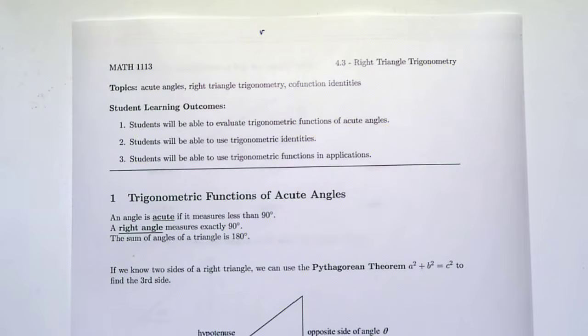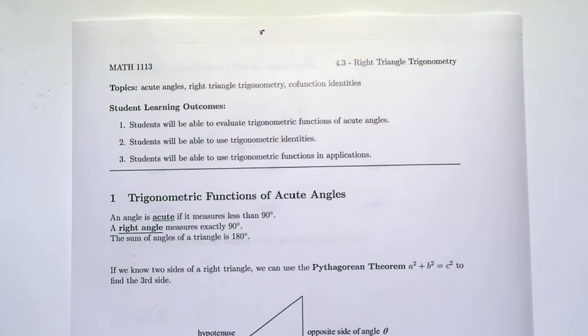Alright, so this is section 4.3, so we're talking about right triangle trigonometry. So we're going to learn about the 6 trigonometric functions and how they're related to right triangles. In this section you'll be able to evaluate trig functions of acute angles, use trig identities, and use trig functions in applications.